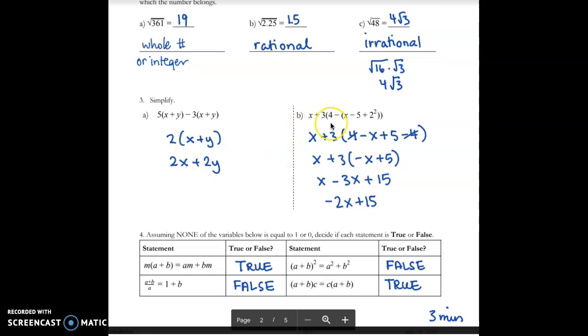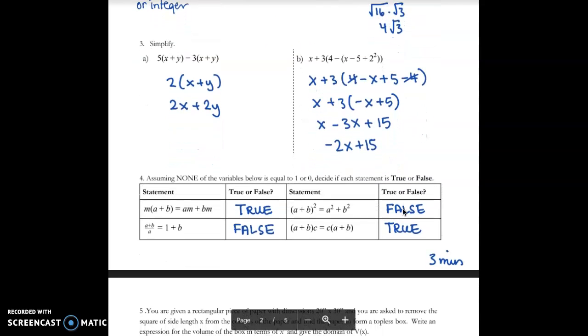For part B, this is just more distributive property, taking care of the 2 squared, turning that into a 4, and distributing this negative sign over to -5 as well as to +4 as well as to -x leaves you with 4 minus x plus 5 minus 4. The 4's cancel, you're left with just -x plus 5. You distribute the 3 over the -x and the 5 and you get x minus 3x plus 15 leading to -2x plus 15.